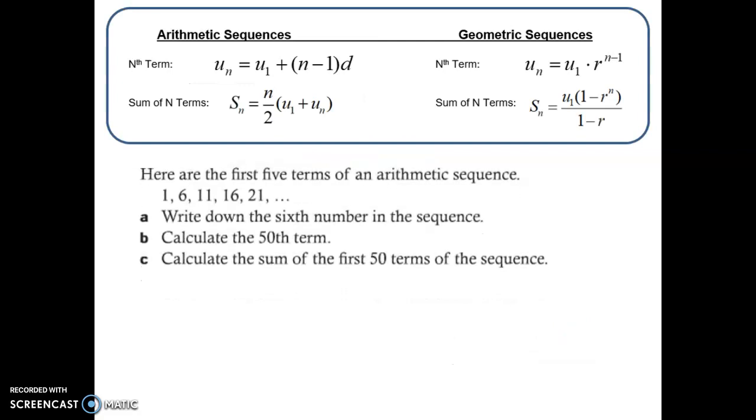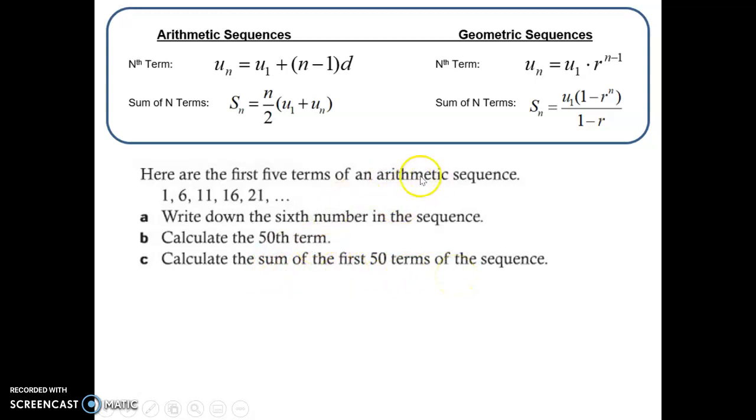Problem 1. Here are the first 5 terms of an arithmetic sequence. What would be the sixth number? Well, I hope that's pretty obvious once you look at the sequence. It's going up by 5 every time, therefore the sixth number will be 26. Now calculate the 50th term. And now calculate the sum of the first 50 terms in this sequence.